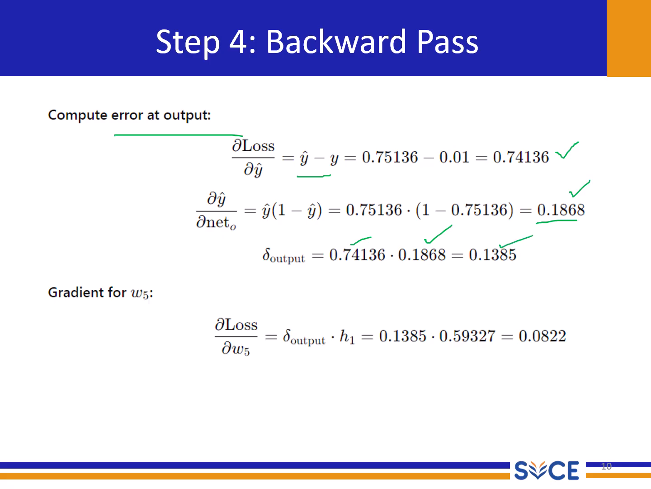The back propagation algorithm uses the gradient. The gradient for the weight W5 is computed by multiplying the output produced in the previous step with the first node in the hidden layer, that is eta into output into H1. Now it is 0.1385, and the H1 value we computed in the previous step is 0.59327. Now we are getting the value as 0.0822.